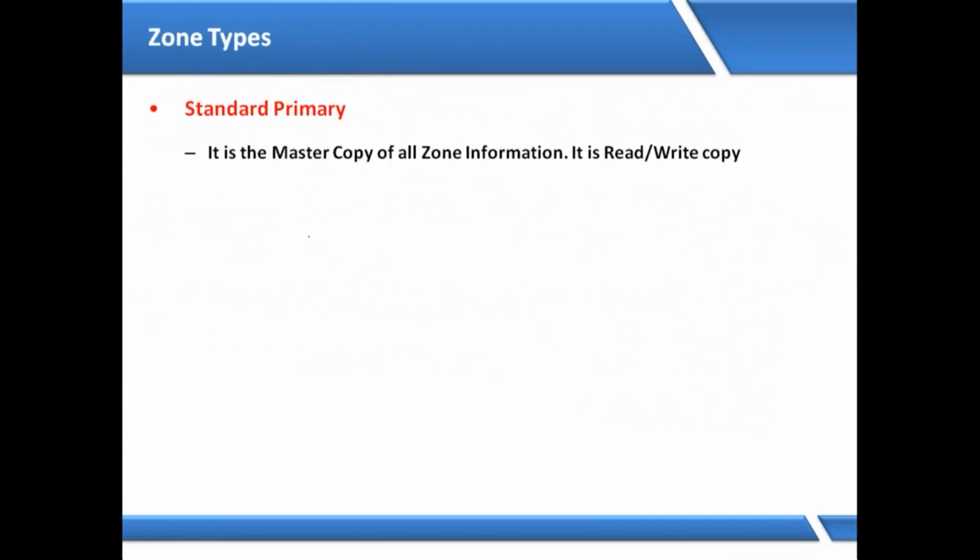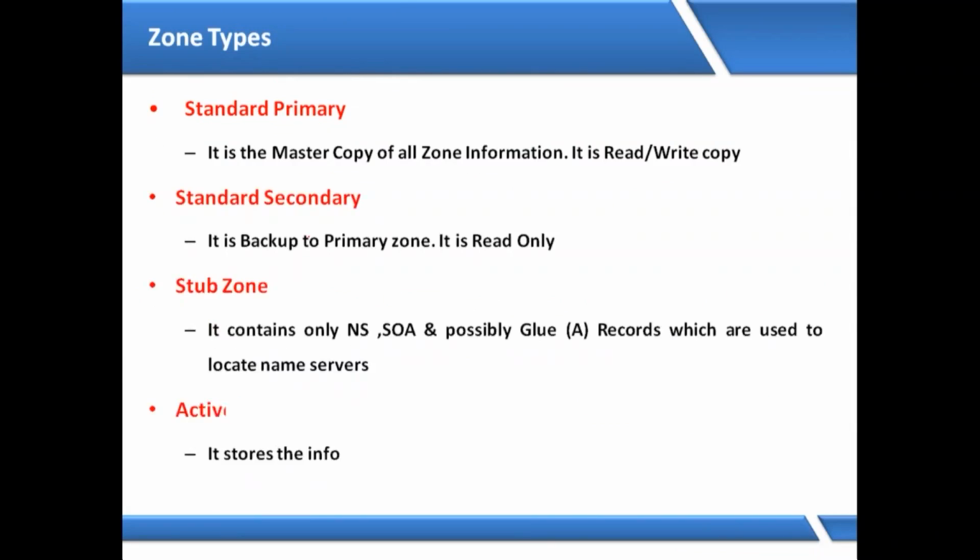Now we have to do the practicals. We have to configure 6 types of DNS server: standard primary, meaning master DNS server; standard secondary, meaning backup DNS server; stub zone; active directory integrated primary zone for service record; then conditional forwarder and forwarder. So these are the 6 practicals, 6 different types of DNS servers we have to create.